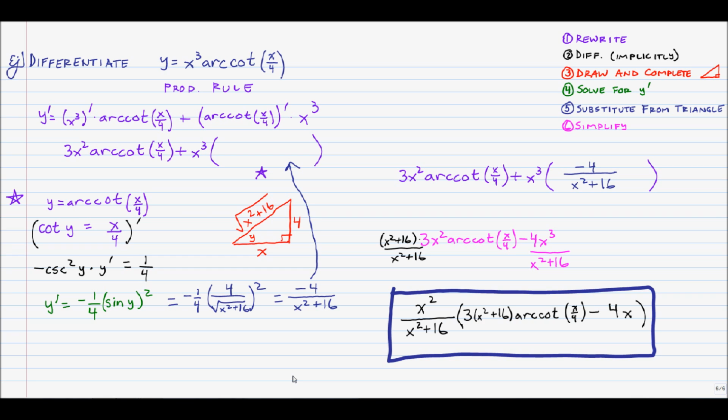Differentiate, let's see, this guy. Wow, that's messy. Okay, so it multiplied it all out for me. It gave me x squared over x squared plus 16 times the quantity 3x squared plus 16 arc cotangent of x over 4 minus 4x. Booyah! Think we got it. Looks like we found our derivative, didn't we?